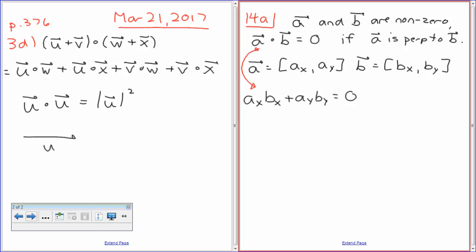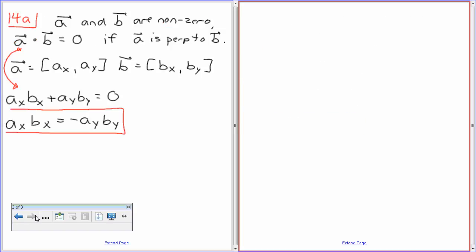Negative AY. Very good. Okay. So therefore, AX, BX equals negative AY, BY. So I'm just going to leave it like that, and hopefully we can get the right-hand side to turn into that. Now what the right-hand side would be, it says A is perpendicular to B.